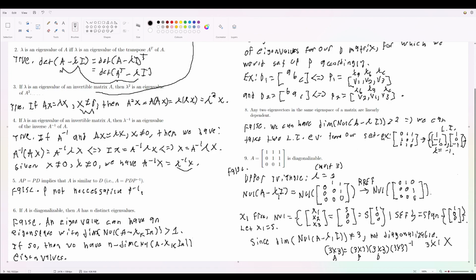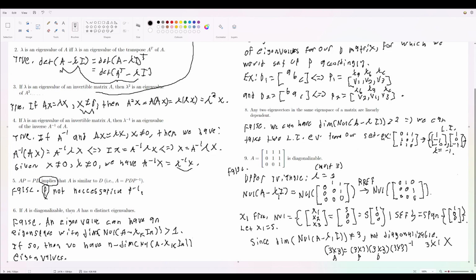AP equals PD implies that A is similar to D, that is, A equals PDP inverse. That's false because P is not necessarily invertible. Since it doesn't hold generally, we cannot say that that implies. There are cases where it is true, but it is not always true, so it fails.